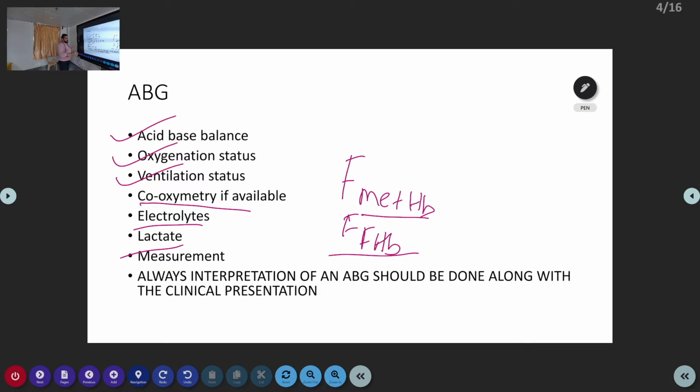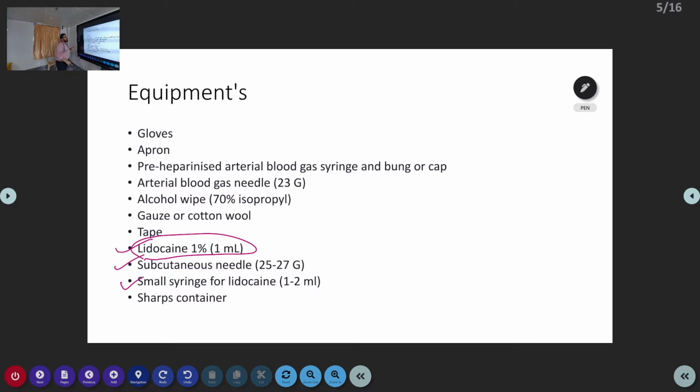So that is what we have discussed. Now, before you go for any procedure, you should know what equipment is needed for that procedure. That is mandatory. For any procedure that you practice, you should know what equipment is required.